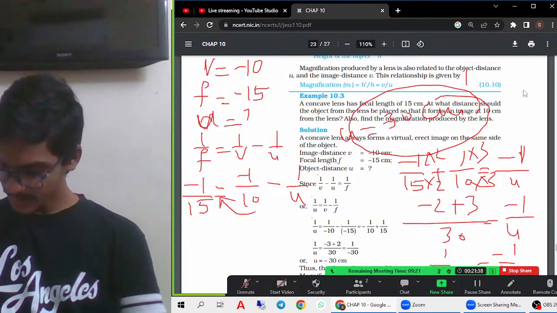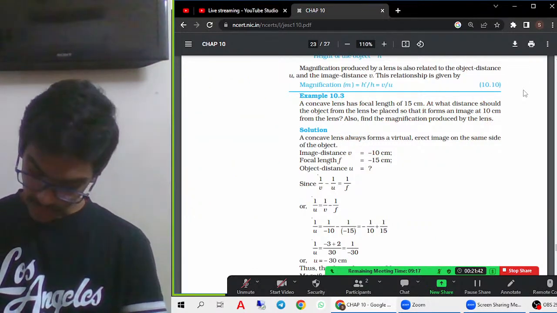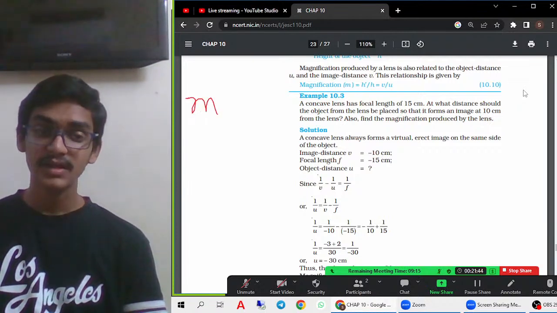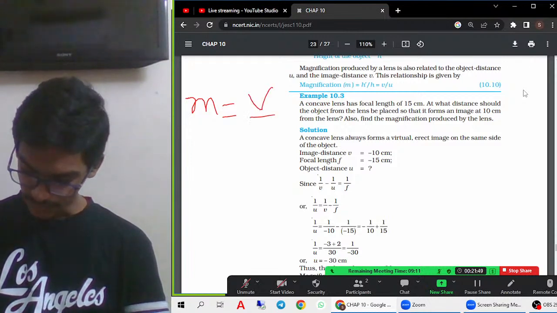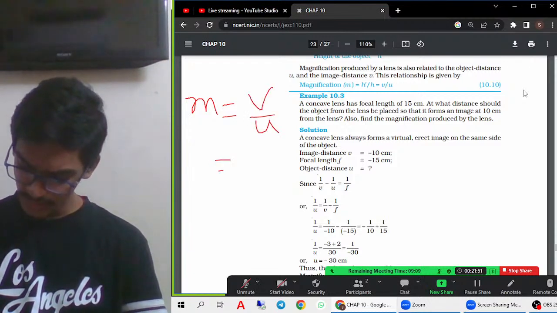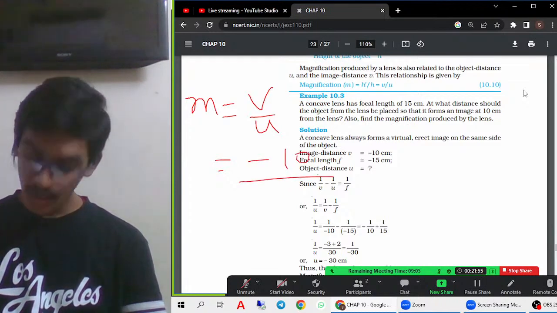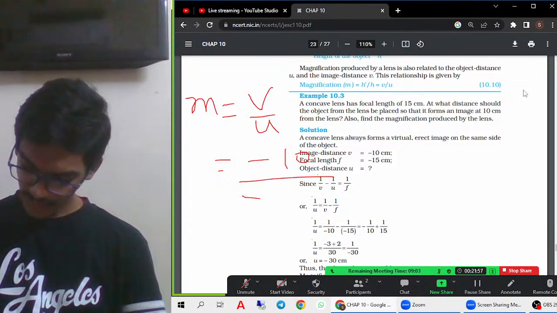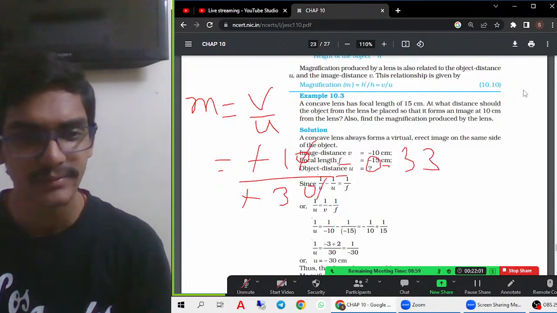Then they're also asking the magnification produced by the lens. So magnification m. For mirrors, magnification is minus v by u, but for lenses, it is just v by u. What is the v value we got? It is given as minus 10, right? Then what is the u value? u is minus 30. So the zeros cancel, and you get something like 0.333.